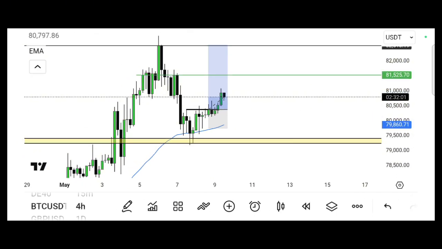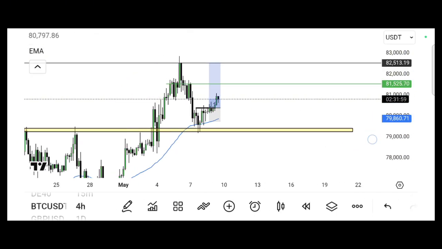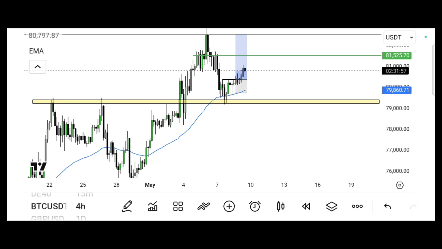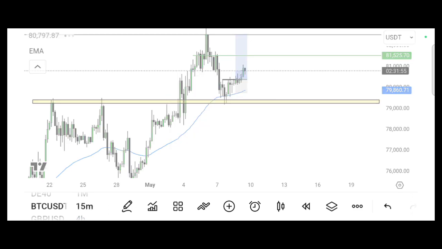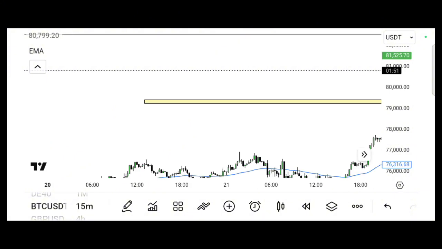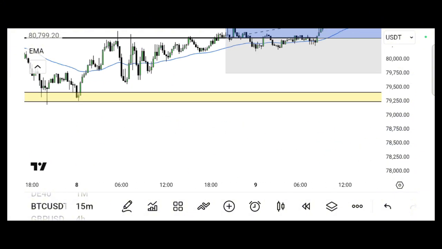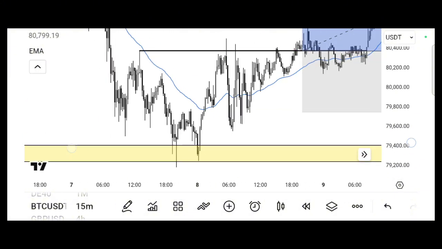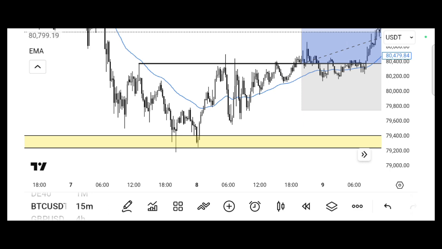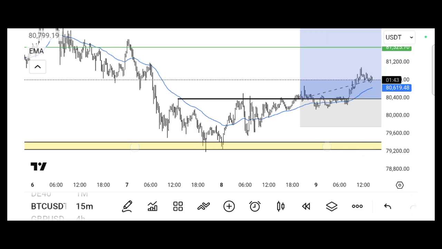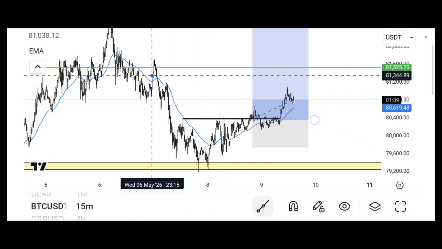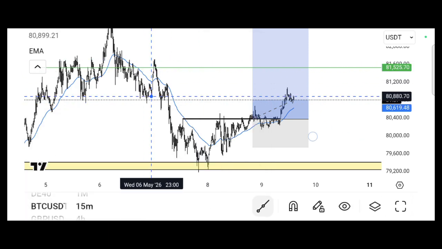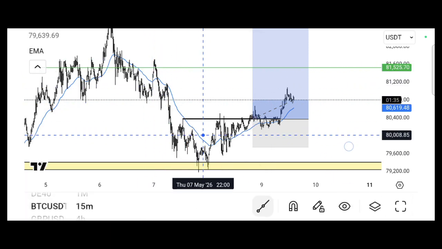So how did I enter this trade on a lower time frame, also using EMA? I came to the 15 minutes time frame after seeing a weak rejection on the 4-hour time frame. Now on this time frame, I realized that at this point here the market was bearish because of the EMA. The EMA was above it, so the market was bearish. So I was waiting for the EMA to be below it.